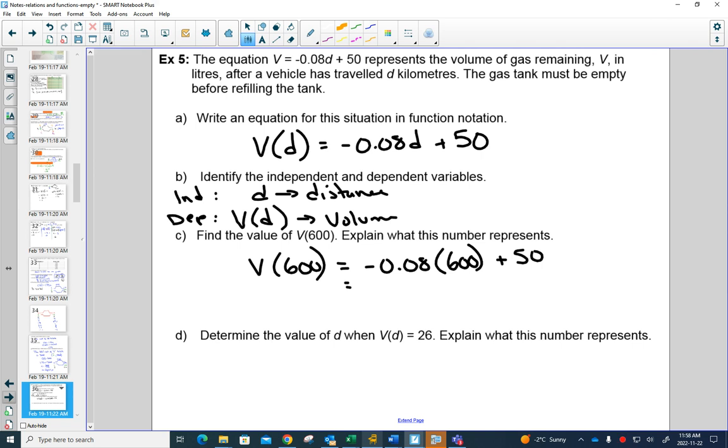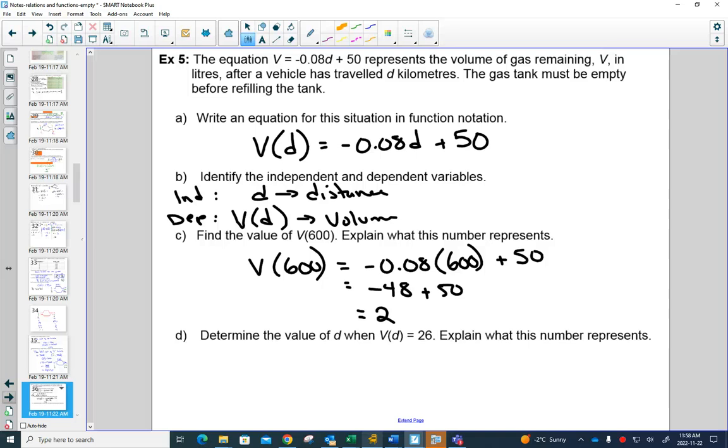Alright. Go to my calculator. 0.08 times 600, I get negative 48. Plus 50, 2. What does this mean? You would have 2 liters of gas left in your gas tank. That's almost empty. Probably the little light would come on saying, you should fill up with gas.